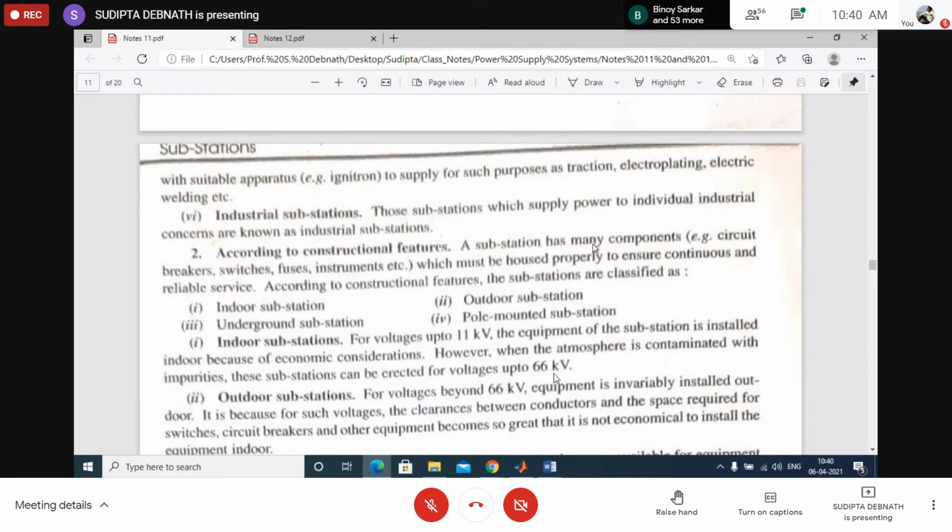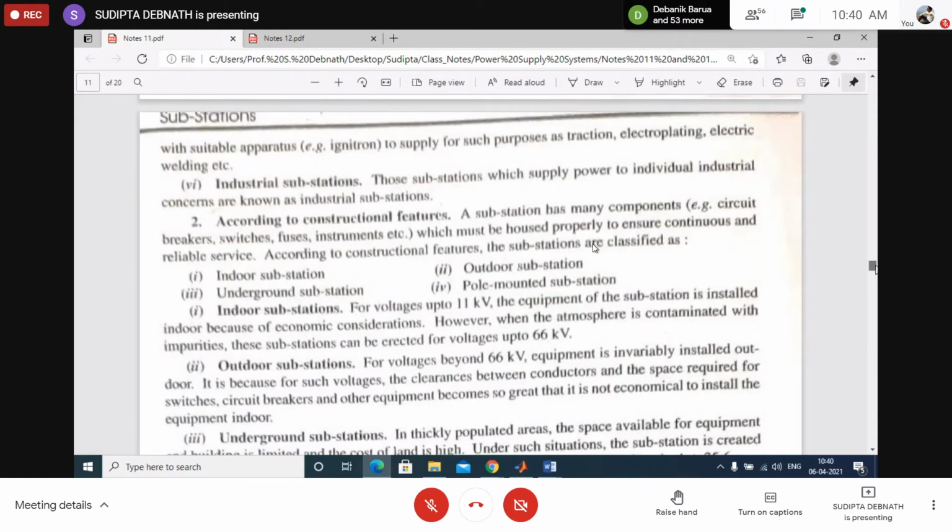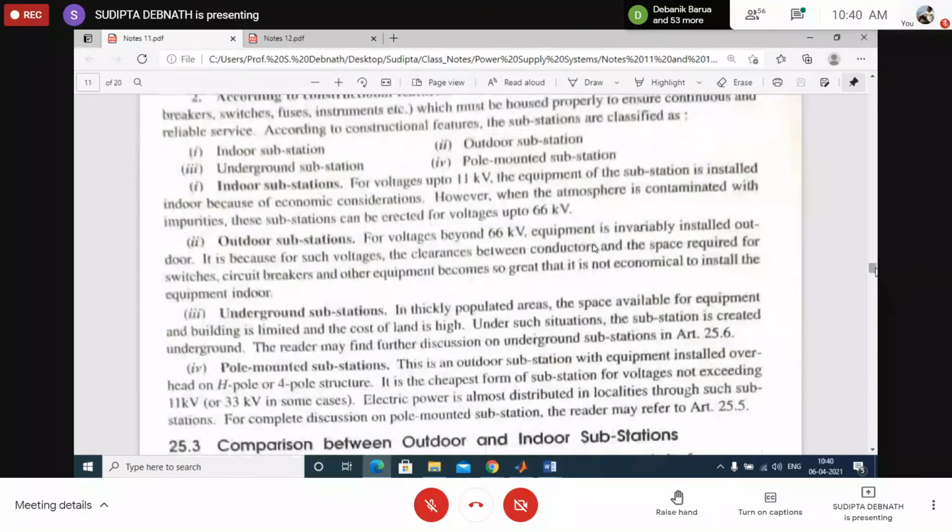Beyond 66 kV, an indoor substation cannot be installed; then an outdoor substation is installed. All the substations that you see are outdoor type. Sometimes in densely populated areas, if there is no space, underground substations are also used, though this is not very much recommended.